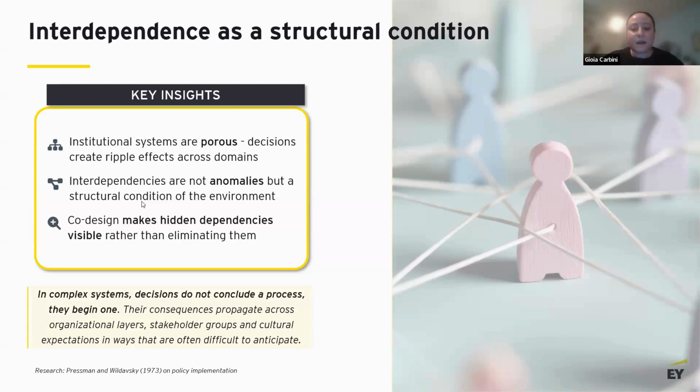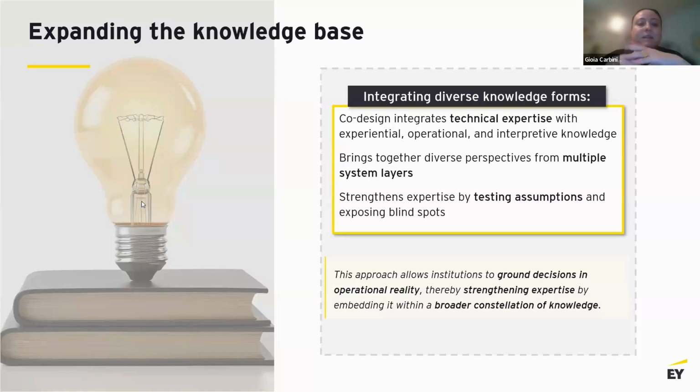So co-design responds to this condition by offering a structured way to explore how different parts of the system interact. So consequences surface earlier than before, interpretations can be compared at the very beginning, and the interdependencies are discovered and can become visible. And that is something that can work truly in our favor because we can expand the knowledge base.